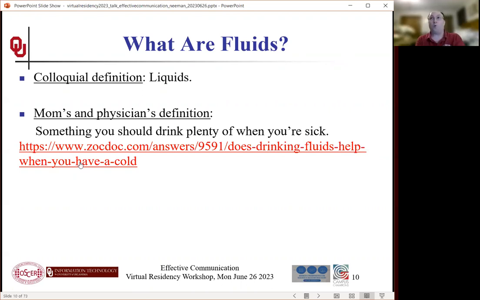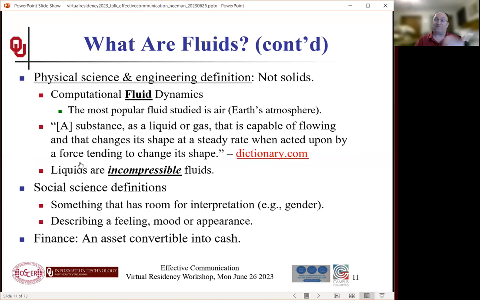What is the colloquial definition of fluids? Sweat. That's an example. It's anything that's a liquid, right? But what's the physical science and engineering definition of a fluid? Anything that's not a solid. So basically liquids and gases, right?